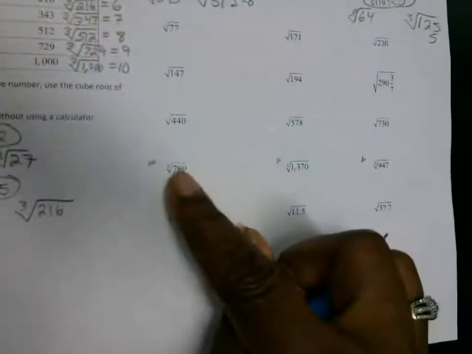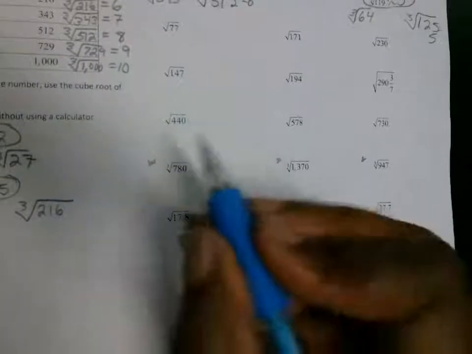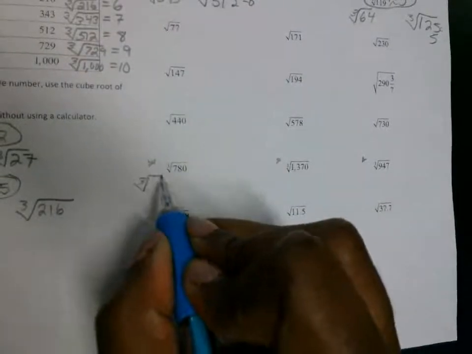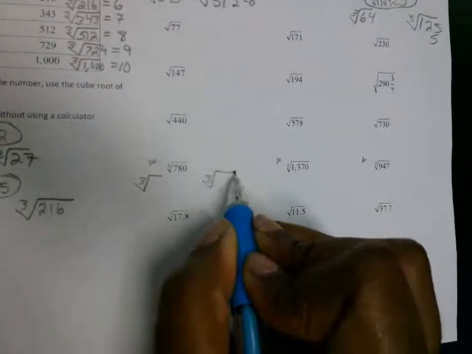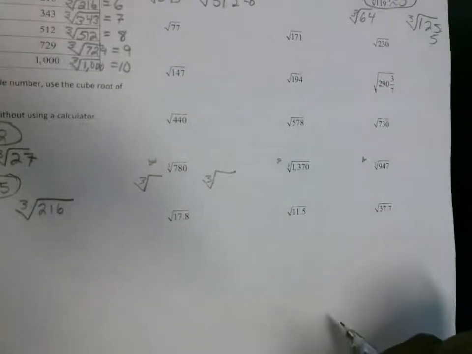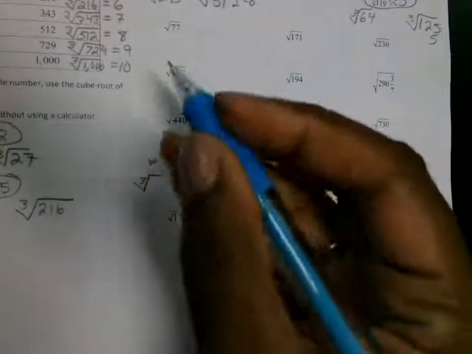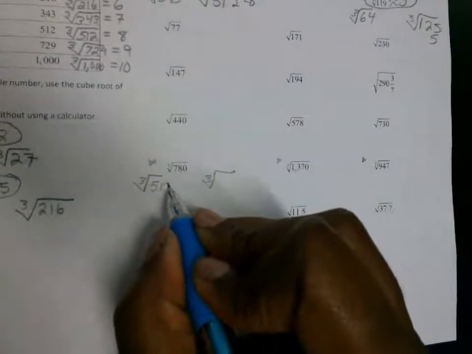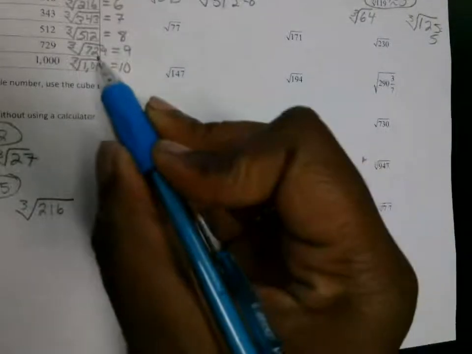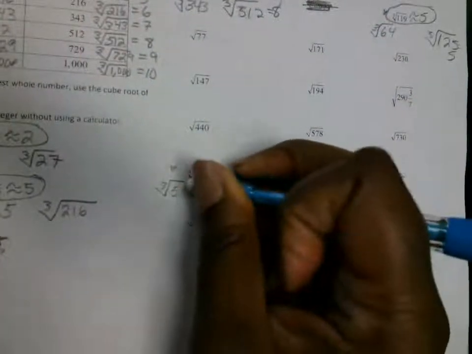Next, cube root of 780. What two perfect cubes is the cube root of 780 in between? Yes. Very good, baby. 512 and 729. It's right here. The number is 780. Oh, you're right. 729 and what?